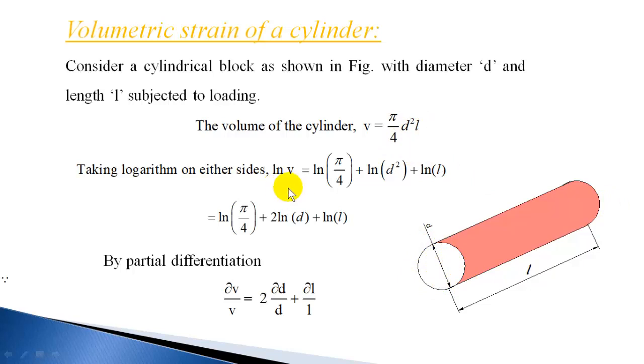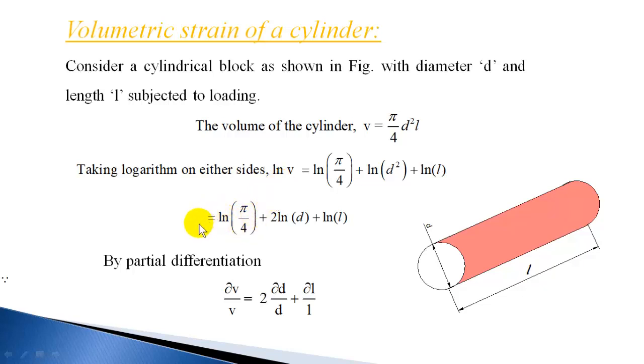If you take logarithm on either side, you get log v is equal to log pi by 4 d square L. You can split that into 3 parts, log pi by 4 plus log d square plus log L, and it's equal to log pi by 4 plus 2 log d plus log L. Now if you go for partial differentiation, left hand side is log v. If you differentiate, del v by v is equal to 2 del d by d. The log pi by 4 differentiation is 0, since pi by 4 is a constant, so its differentiation is 0.